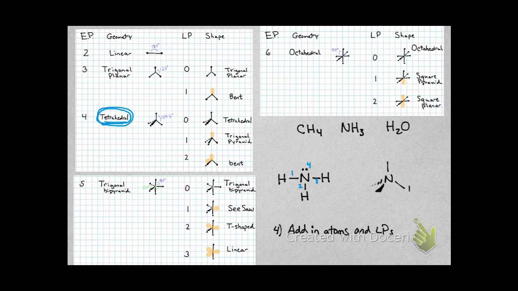So when I add in atoms and lone pairs in this case, I have 3 hydrogens. One of the positions has a lone pair. And so this molecule looks like a pyramid, sort of, with a trigonal base. That helps me remember what the name of the final shape is. And so the last step, assign the shape, and this one is trigonal pyramid. 4 electron pairs and 1 lone pair.